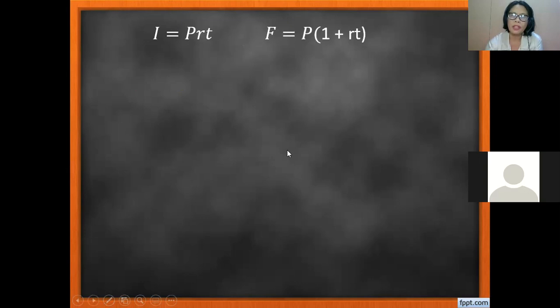Okay, so how did we come up with F equals P times quantity 1 plus RT? Originally, I is PRT, and F here is the final amount. When we say final amount, class, this is the principal amount plus the interest. This is also known as the maturity value, the amount of money at the end of the period. So the total amount of money that you're going to pay at the end of the period. Of course, when you pay your loan, you will not just pay the principal amount. That principal amount, again, is the amount of money that you have borrowed. Of course, you will pay an interest. And the maturity value is equal to the principal amount plus the interest.